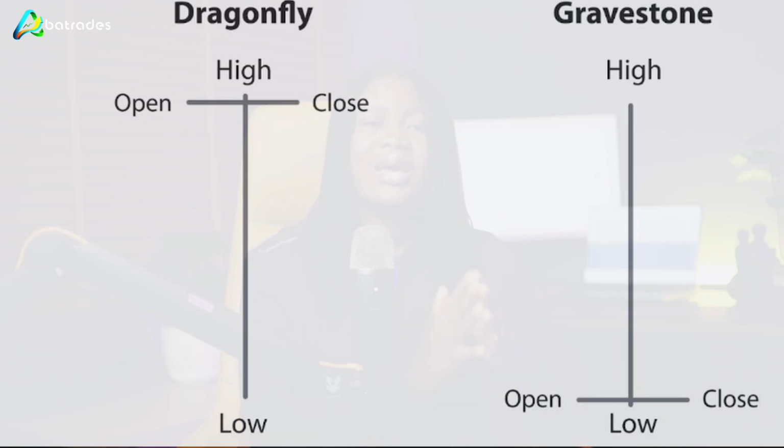Now, this shows that buyers are in control of the market. It shows that buyers pushed price all the way from the bottom, from the downside to the upside, meaning that sellers were able to push price to the downside and buyers rejected price all the way to the upside, eventually closing with little or no body close to the opening price, right? Little or no body at all. That is the dragonfly doji.